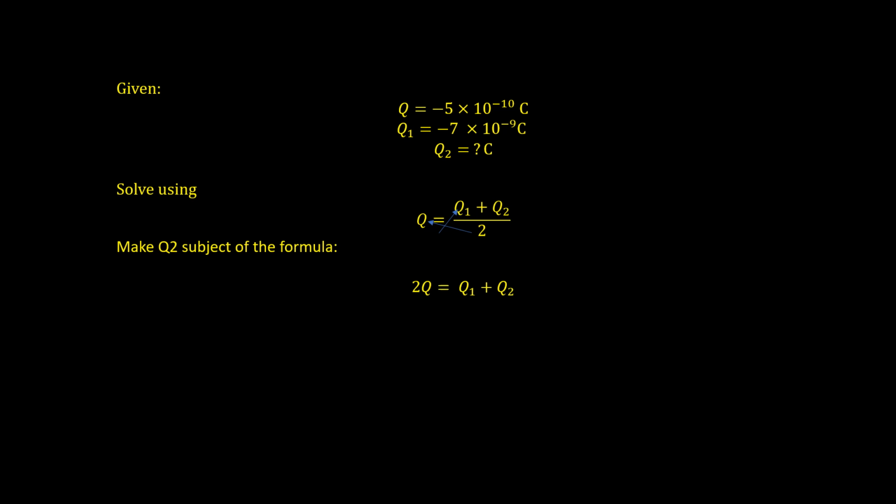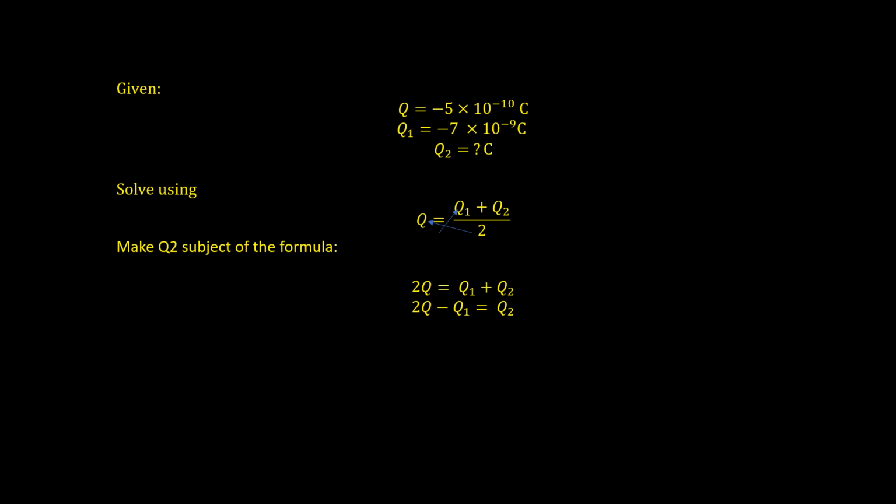Now we need to make Q2 the subject of the formula. It means that we need to take Q1 from the right-hand side of the equation to the left-hand side. Q1 is positive, and when it goes to the other side, it becomes negative. This means that 2Q minus Q1 equals Q2.